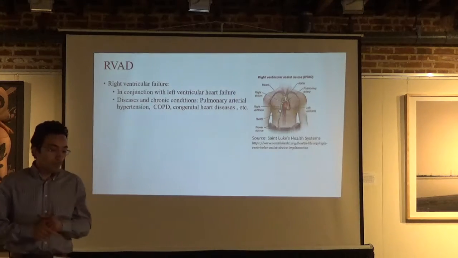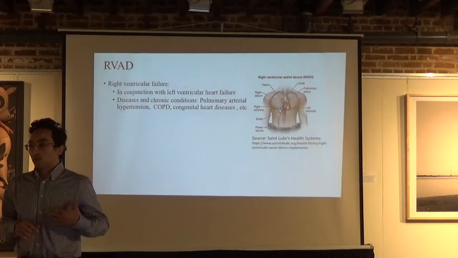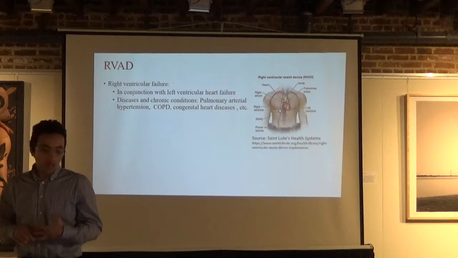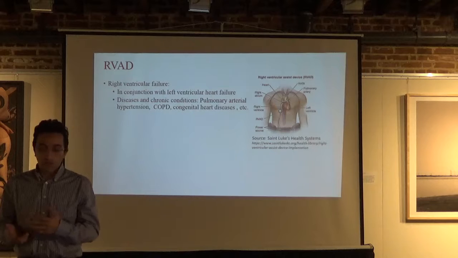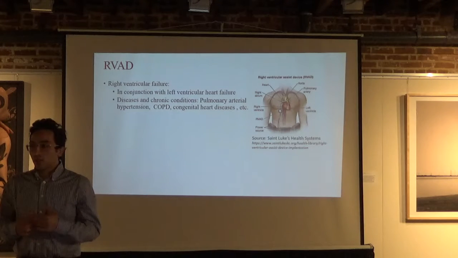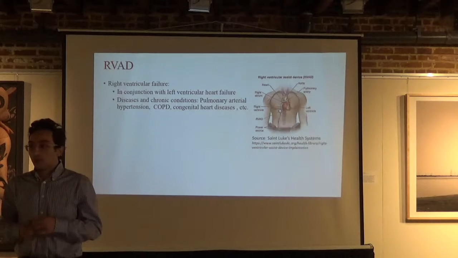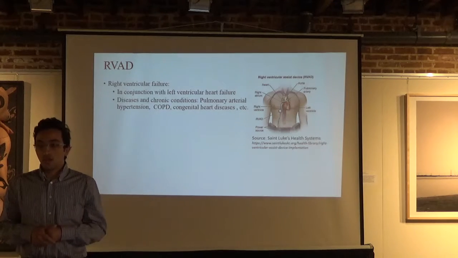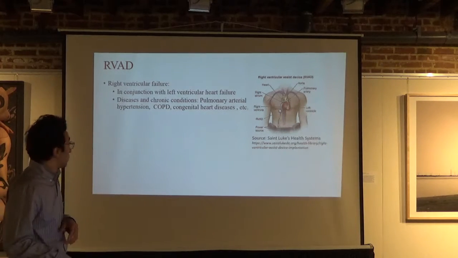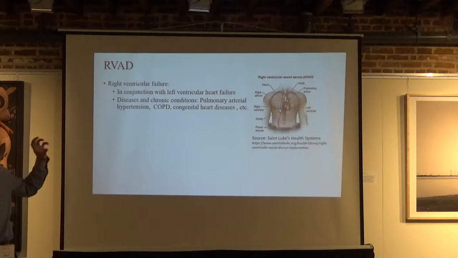Typically, a heart failure patient would have left-sided failure, where the left ventricle is the one failing to eject. However, right ventricular failure can also happen in conjunction with left ventricular failure. Also, there's a plethora of diseases and chronic conditions that can cause right ventricular failure, such as pulmonary hypertension, COPD, and congenital heart diseases. As you can see in this figure, this shows a right ventricular assist device that is taking blood from the right ventricle and pumping it back to the pulmonary artery.